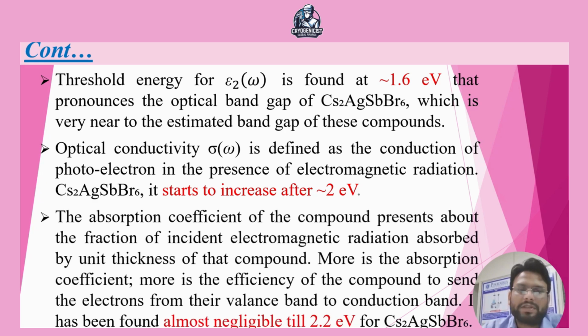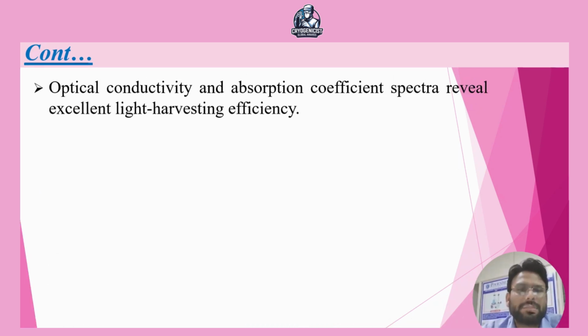So the absorption coefficient of the compound presents the fraction of incident electromagnetic radiation absorbed by unit thickness of that compound. The more the absorption coefficient, the more the efficiency of the compound to send the electrons from their valence band to conduction band. It has been found almost negligible till 2.2 electron volt for this material, meaning till 2.2 electron volt of energy, almost no transition will take place from valence band to conduction band.